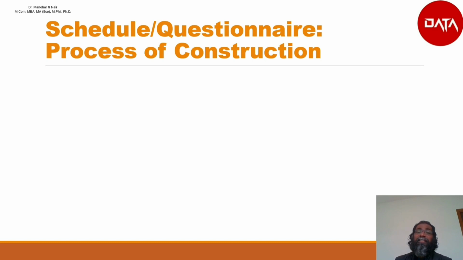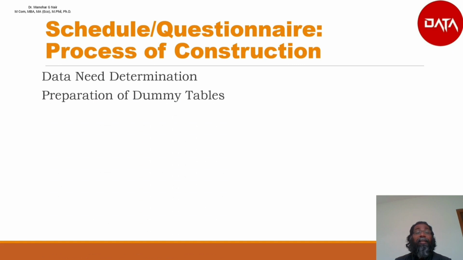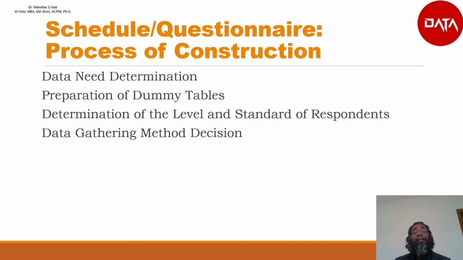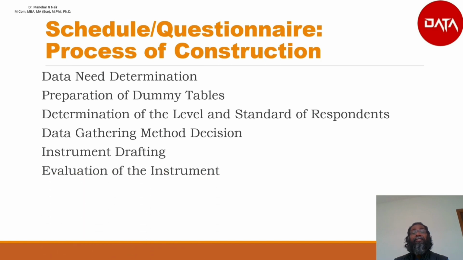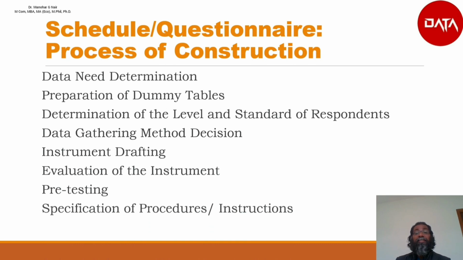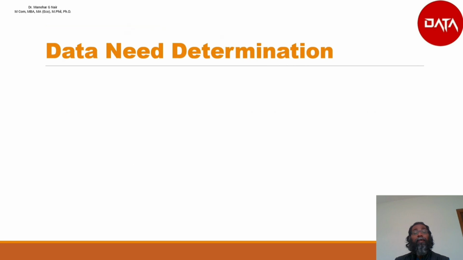What are the important points associated with the process of construction of the schedule or questionnaire? First of all, it is the data need determination. Second is preparation of dummy tables. Third one is determination of the level and standard of respondents. And the next one is data gathering method decision, and instrument drafting, evaluation of the instrument, pre-testing, specification of procedures or instructions, and design of the instrument.